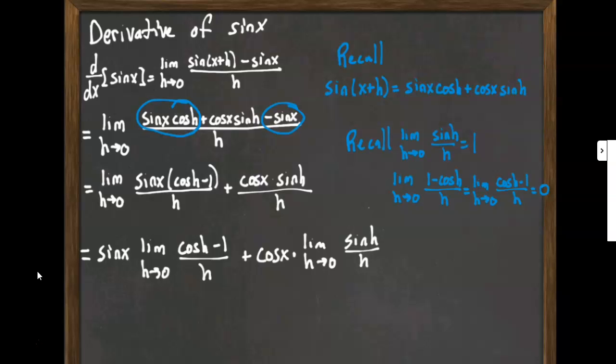And so at this point, we bring in our two limits. This cosine h minus 1 over h, we know that's going to become 0. And the other one here, sine h over h, we know that that's just going to become 1. And so we can write that out: sine x times 0 plus cosine x times 1. And then finally, we get just cosine x.